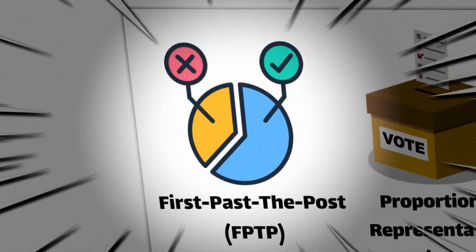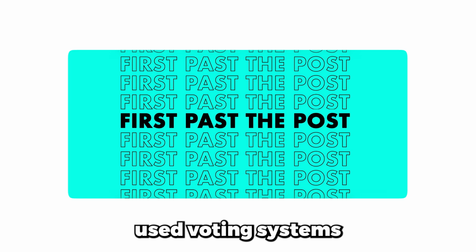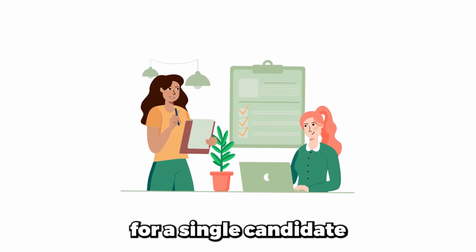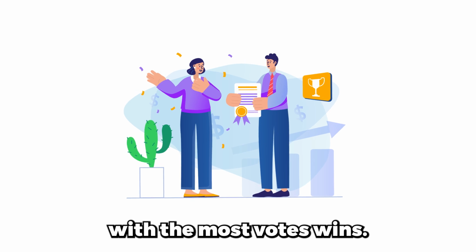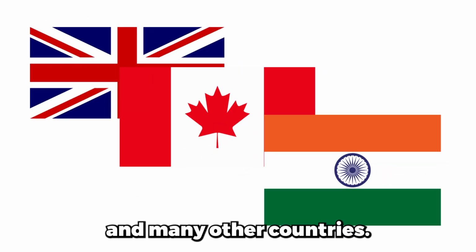First past the post. First past the post is one of the simplest and most widely used voting systems. In this system, voters cast their ballot for a single candidate, and the candidate with the most votes wins. This system is used in the United Kingdom, Canada, India, and many other countries.